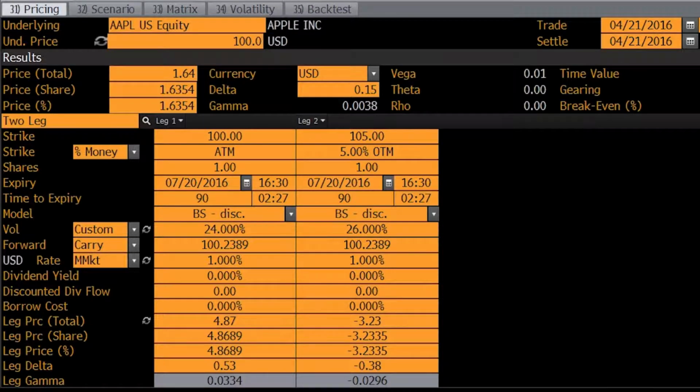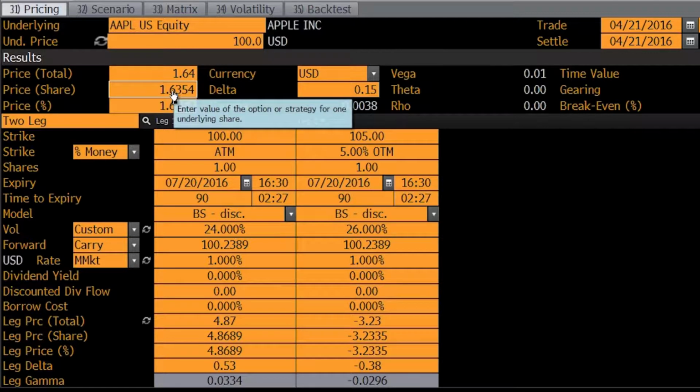What is the break-even of the strategy? Well, I need the stock to rally from its starting point of 100 by a level of 1.64, and then I've paid for my strategy, and then I can start making money. So the break-even is 101.64.